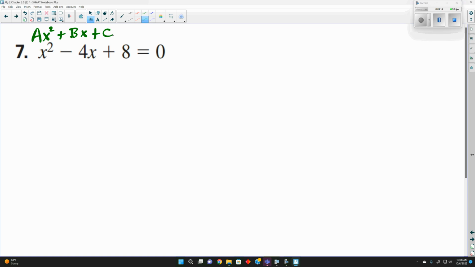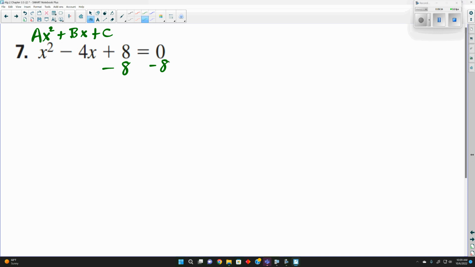Step 2, get the constant terms on one side and leave 2 spaces. Constant terms are our numbers without a variable. So the constant term in this case is 8. So we need to subtract 8 from both sides. We need to get all the constant terms on one side and everything else on the other.